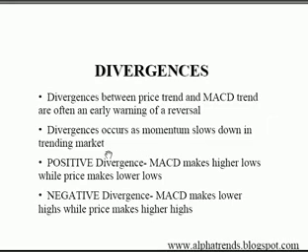A divergence occurs, like I have here, as the momentum slows down in a trending market. The positive divergence is that the MACD makes a higher low, but the price makes a lower low. Okay, and that's what I just described. So we have the market trending lower, but then the MACD is making these higher lows.